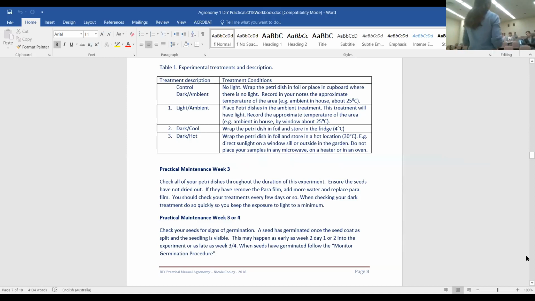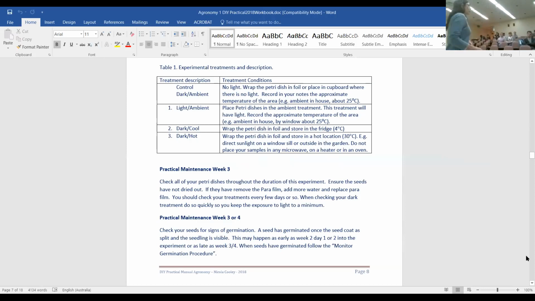So are you quite clear? Does that make sense? Every day you're going to monitor it. You're going to watch the amount of water. If the water starts to evaporate, then you need to replenish it and refill it.